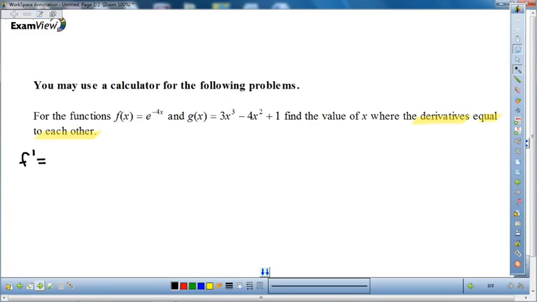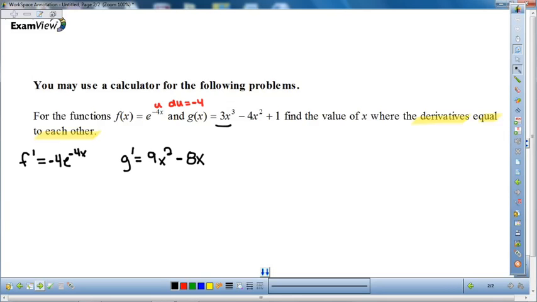So the derivative of f, since it's an e, okay, this is u. So the derivative of u is going to be negative 4. So my derivative is going to be e to the negative 4 times the derivative of u. For g, my derivative is going to be 9x squared minus 8x.